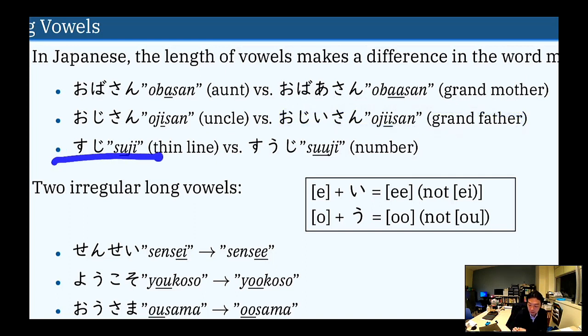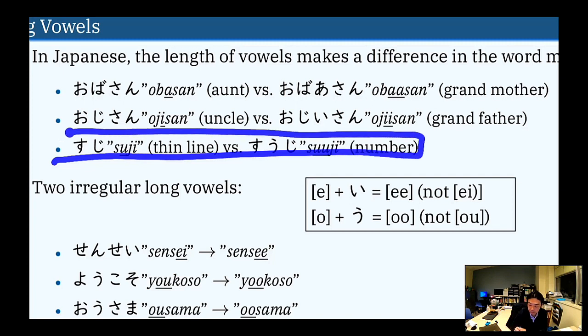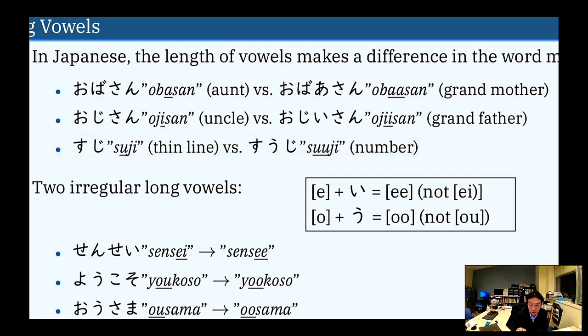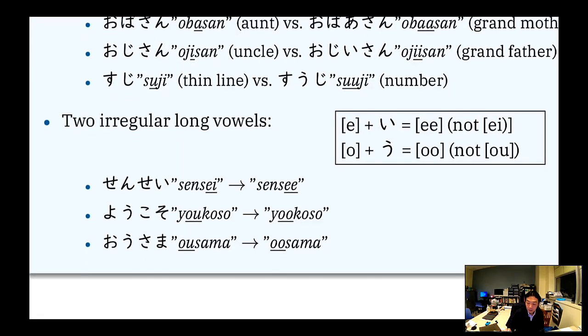Okay. Suji and suji. Suji, suji. Number. Suji, suji. I still said number. Suji, suji. Thin lines. Okay, so that's called the long vowel.